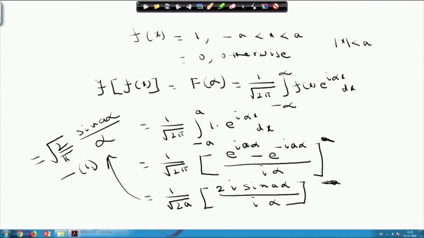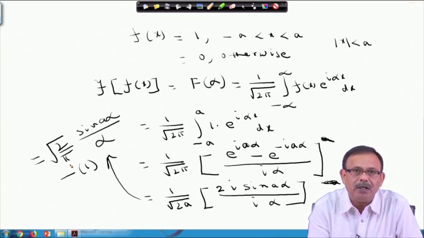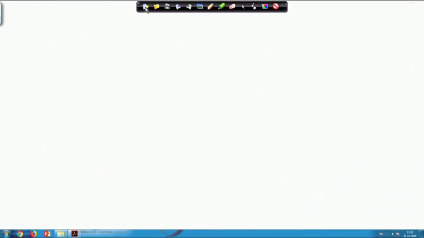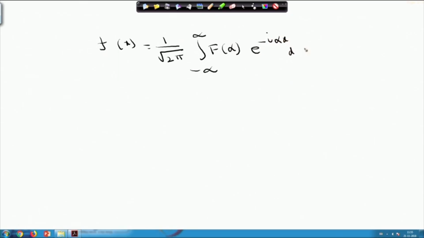So, this is one result we are getting. The Fourier transform of f(x) equals root over 2 by pi into sin a alpha by alpha. Now, if you take the inverse Fourier transform of this, in that case you will obtain f(x). So, f(x) you can write down as 1 by root over 2 pi, integral from minus infinity to infinity of F(alpha), the Fourier transform of the function f(x), into e power minus i alpha x d alpha.